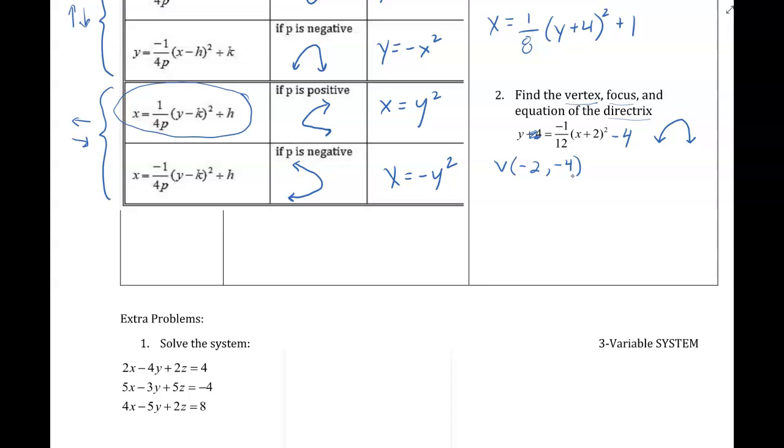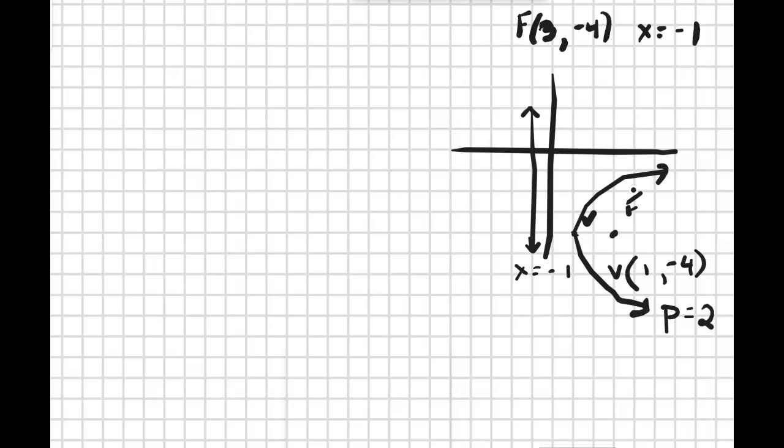My p-value, well, I know this denominator here is equal to 4p because my equation starts out with 1/4p. So if I take that 12 and set that equal to 4p, it's very easy for us to see that our p-value must be 3. At this point, to find the focus and the directrix, I'm going to go back to my graph paper to help me out with this visual.